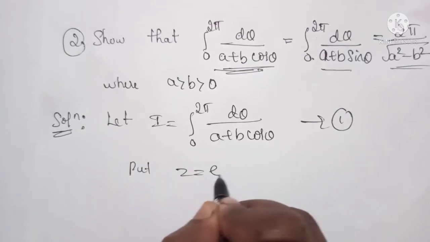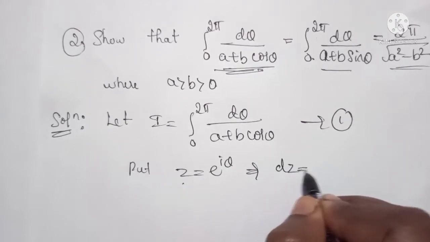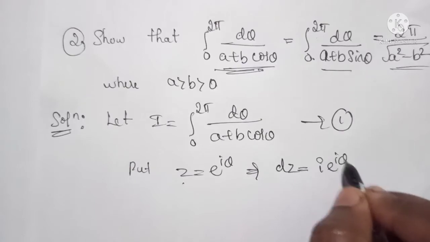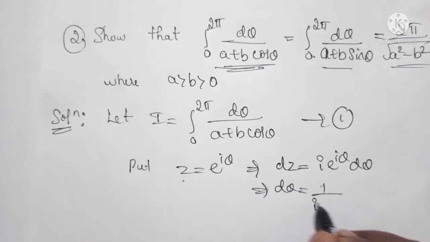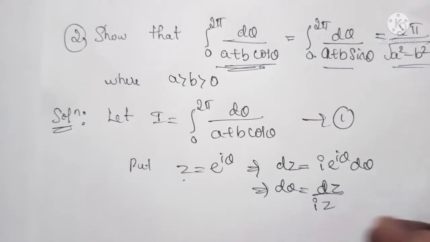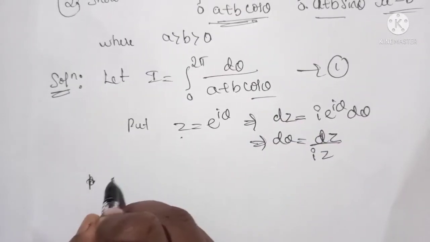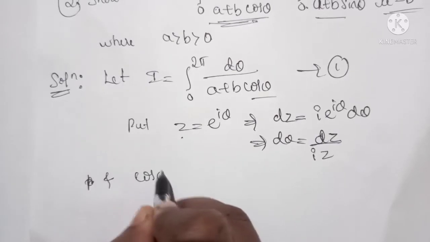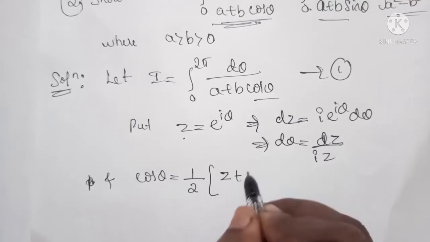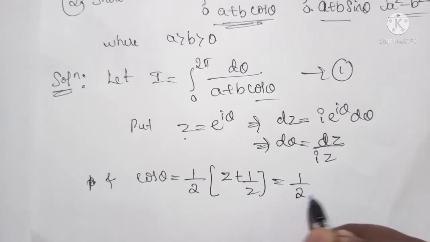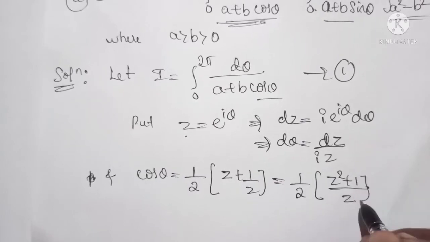Put z equals e raised to i theta. Differentiating, we get dz equals i into e raised to i theta d theta, or d theta equals 1 by iz into dz. Because cos theta is given, also put cos theta equals 1 by 2 times, taking LCM, z square plus 1 by z.